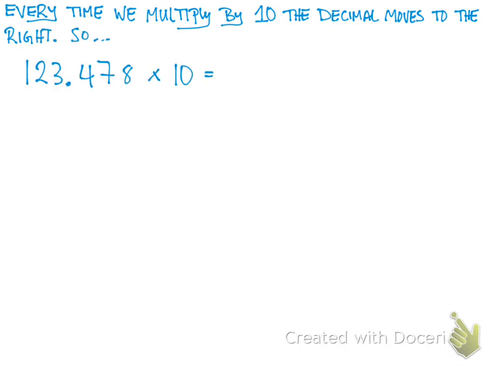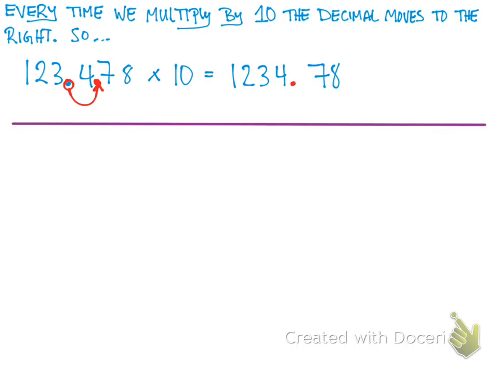So 123.478 times 10, notice the decimal point is going to move over to the right once. That gives me 1234.78. The decimal point moved over to the right once.